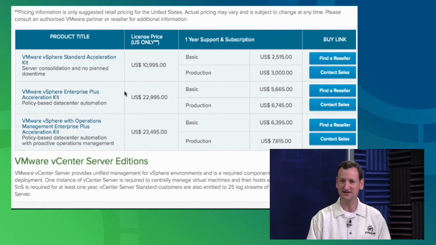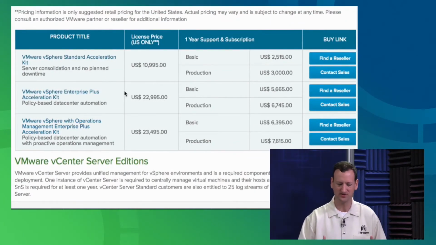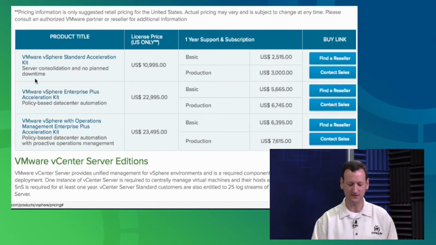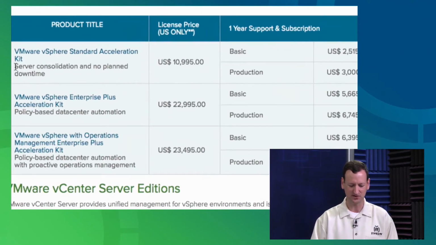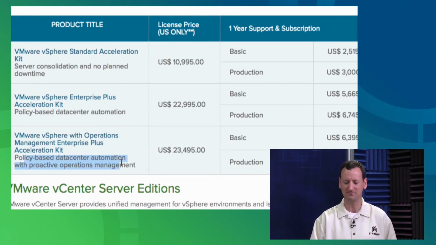They do have these acceleration kits, which are designed to really get a company started. It's supposed to have everything that you need based on what it is you want, right? Do you want server consolidation and no downtime? Do you want policy-based automation? Do you want policy-based automation with proactive operations management? You pick, and then you have a price. And these are basically starting points for you.